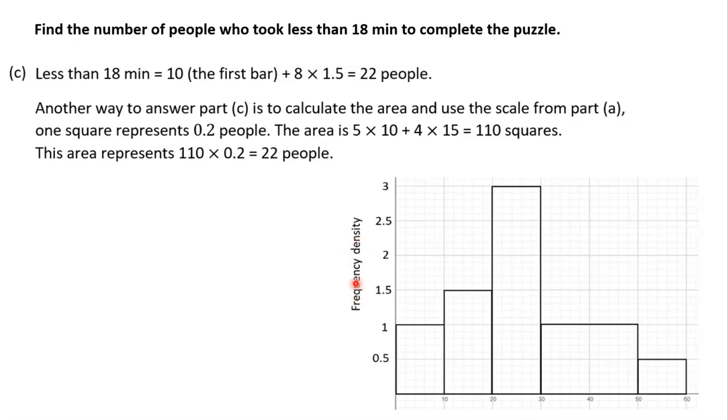Another way we could answer part C is we don't actually have to use the frequency density, but we can use the scale that we found in part A. We already know from part A that each square represents 0.2 people. So if we calculate the number of small squares between 0 and 18, we will get 110 squares. And if we multiply this by the scale 0.2, it will give us the same answer, 22 people. Now let's have a look at the next example.